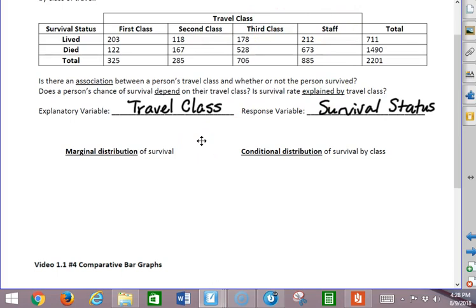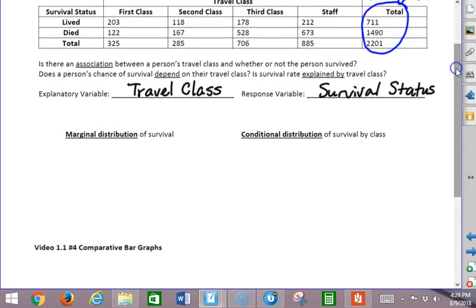So we're going to look at the marginal distribution of survival. When we talk about the marginal distribution of survival, that means we're looking at the totals for the survival status. How many total lived, how many total died out of the total people that were on the boat. So we're going to be looking at these numbers for our marginal distribution. Now, if I wanted to know the marginal distribution of travel class, then I would be looking at the totals in the bottom row, like what proportion of people were in first class, second class, third class, and staff out of everybody that was on the boat. But we want the marginal distribution of survival.